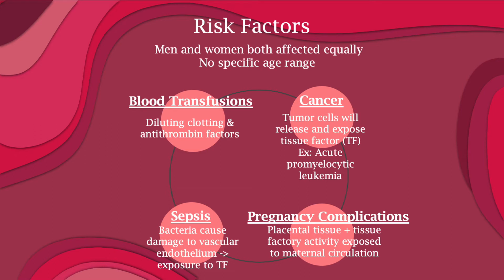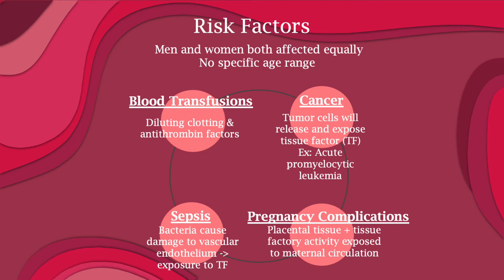Therefore, the risk factors of getting DIC are dependent on an underlying significant disease. Cancer, like acute promyelocytic leukemia, will have tumor cells release and expose the tissue factor. Well, what is tissue factor? I'll go into more detail about it when I discuss pathophysiology, but basically it's a primary cellular initiator and a cofactor of blood coagulation or blood clotting. Another risk factor is having sepsis, which can cause damage to vascular endothelium, which is bad because it results in exposure of tissue factor yet again.